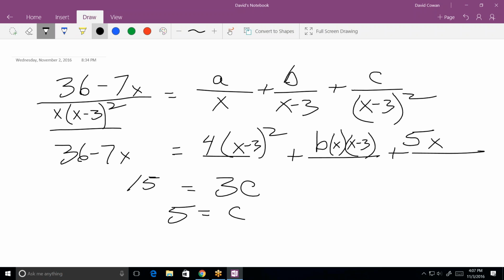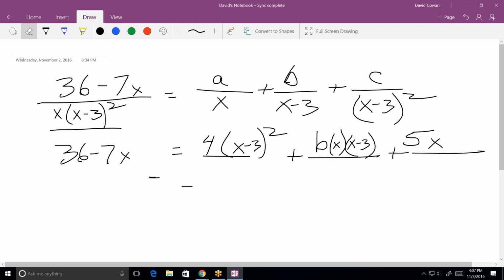Now solve for b. Let's see, how do we solve for b? Let me think for a second.